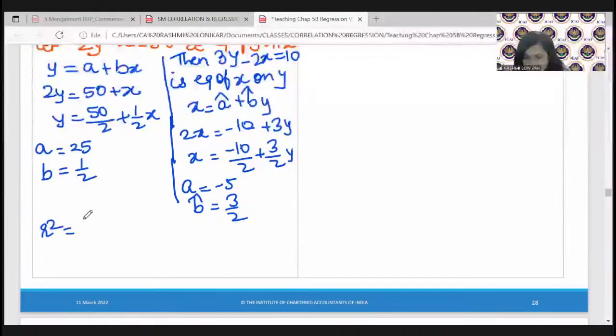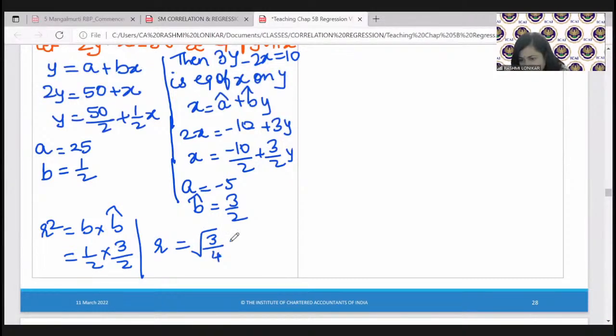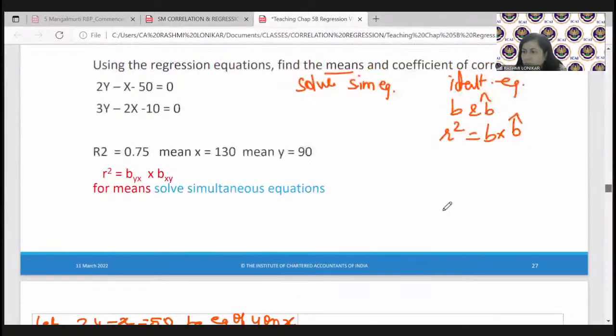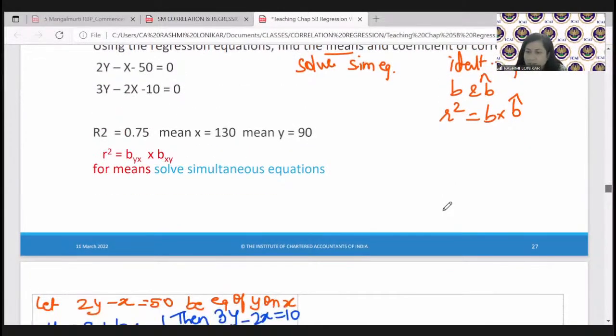So r square is equal to b into b cap. So b is half and b cap is 3 by 2. So r will be equal to square root of 3 by 4. Square root of 3 divided by 4 is equal to 0.866. Okay. So that means my assumption is correct. The first equation is y on x and the second equation is x on y. So find the means and find the correlation coefficient r. Yes, I have been able to find out.